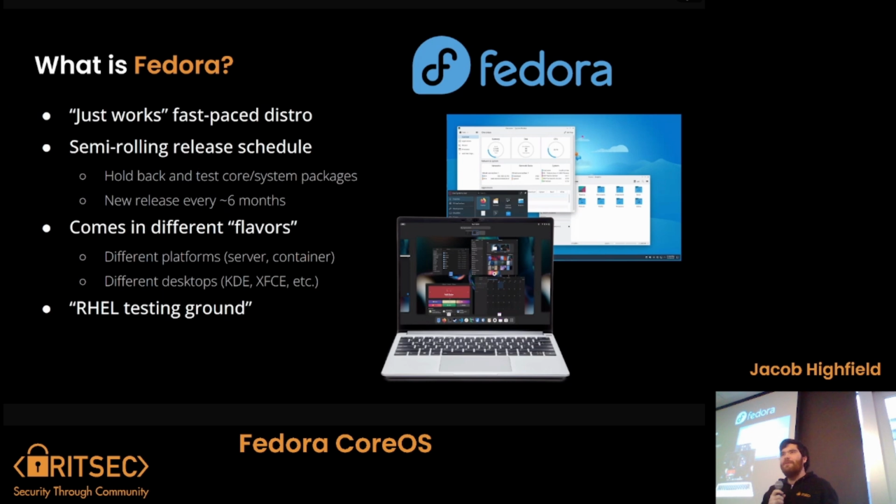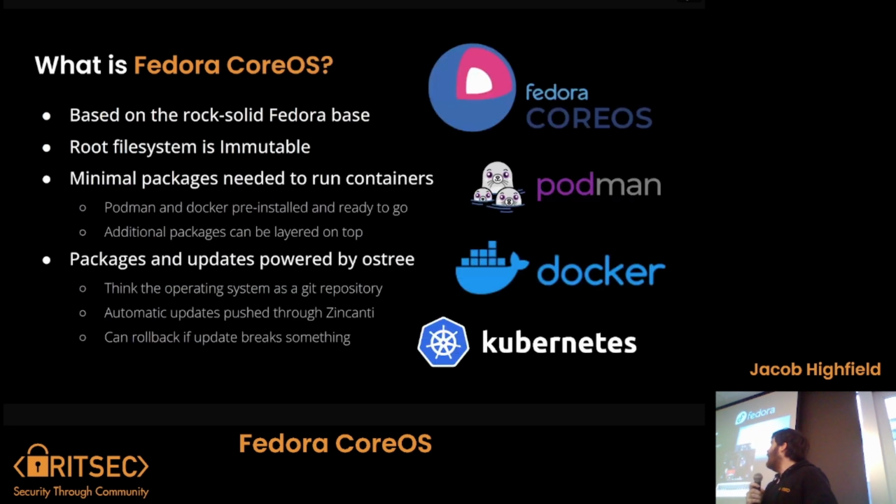They use a semi-rolling release, where they do a release every 6 months, while holding back core system packages like the desktop, if you use their workstation, and the kernel until the next release. And it comes in a multitude of different flavors. They have a workstation distro, they have a server distro, they have a container image, and they also have CoreOS. So what's CoreOS? CoreOS is based on the rock-solid Fedora base.